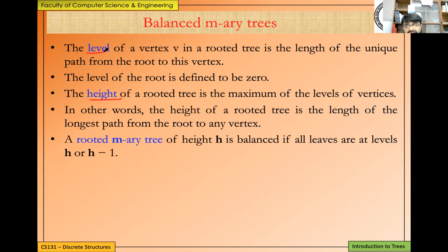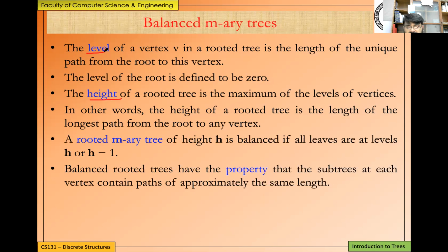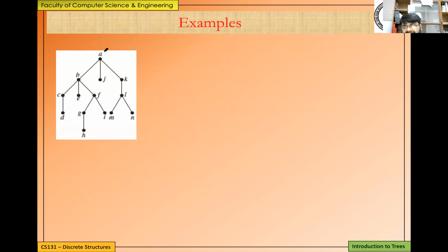So a rooted m-ary tree of height h is balanced if all leaves are at levels h or h minus 1, but not less. So if all leaves are at level h or h minus 1, then the rooted m-ary tree of height h is called a balanced rooted m-ary tree. Balanced rooted trees have the property that the subtrees at each vertex contain paths of approximately the same length. So all the subtrees that are drawn from each vertex will contain paths of approximately the same length. So let's take some examples and see.